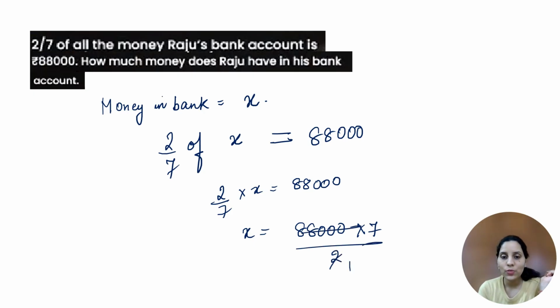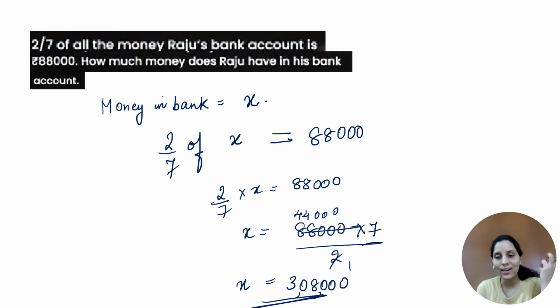2 ones are 2, 4 fours are 16... 2 fours are 8, 2 fours are 8, followed by 3 zeros. So from this I get 3,08,000. So this much money he had in his bank account.